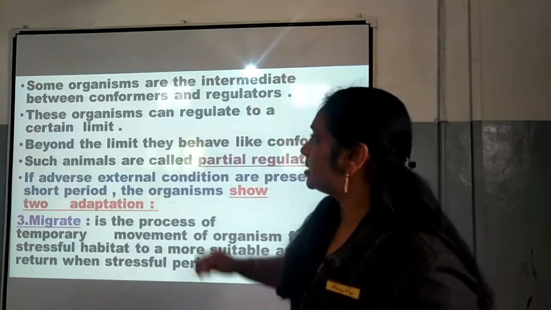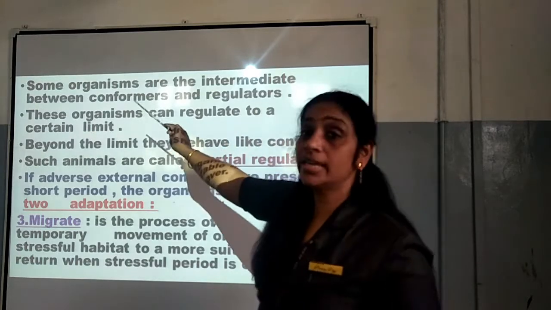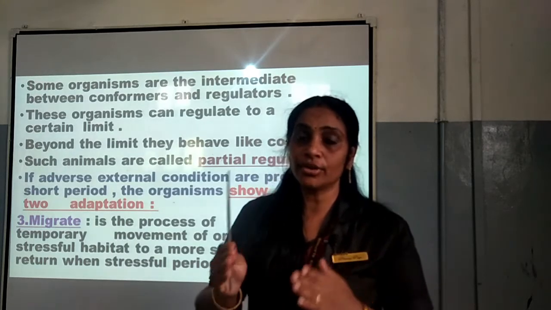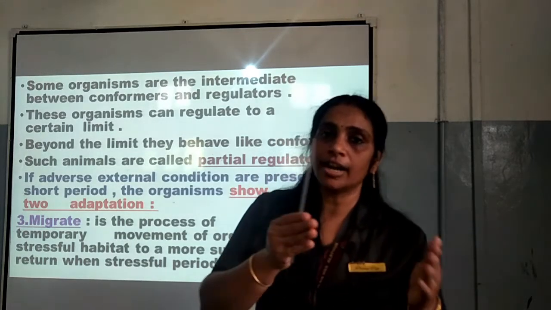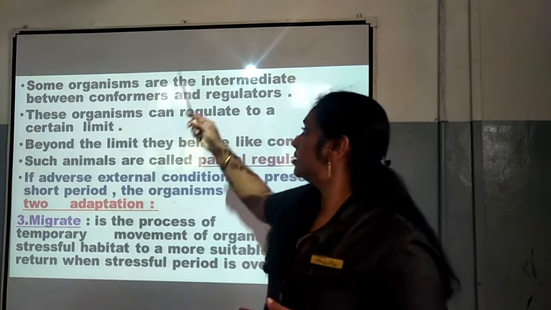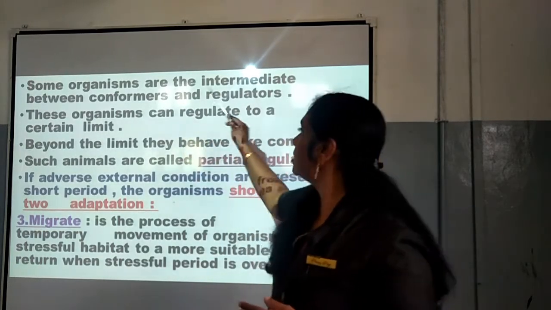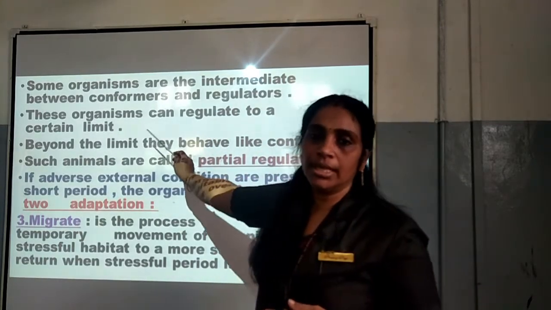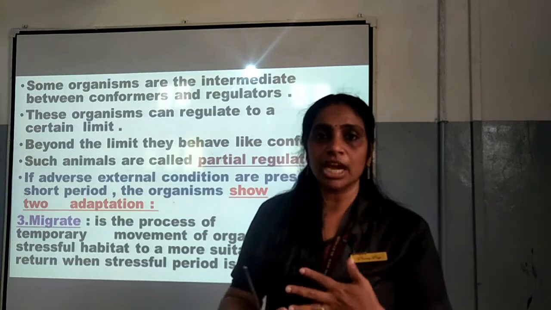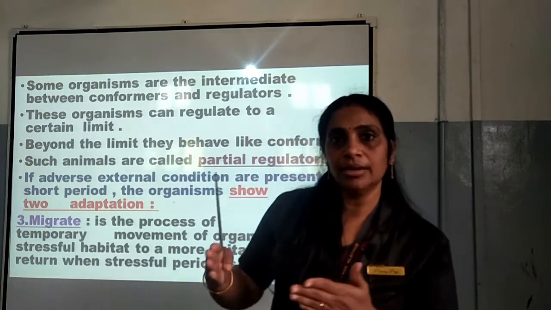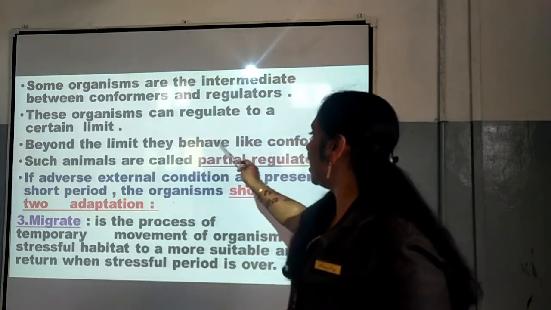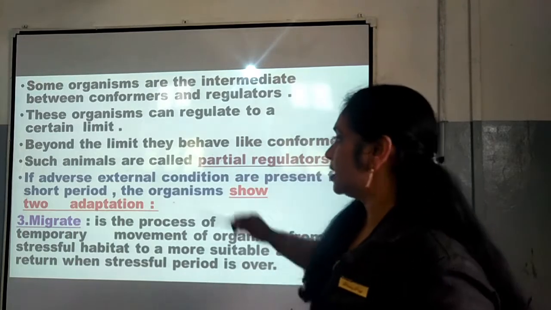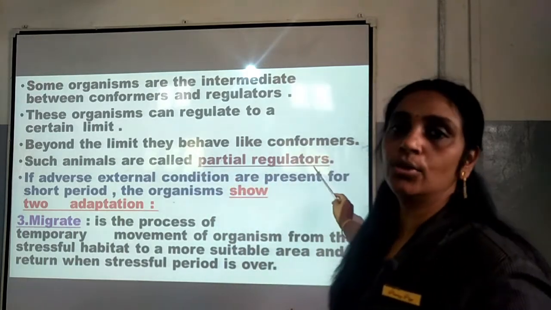Next, it has been said that some organisms are intermediate between conformers and regulators. As I showed you in the graph, these are the partial regulators. Partially they are conformers and partially they are regulators. These organisms can regulate to a certain limit. They are able to regulate their body activity according to the external environment up to a certain limit only. Beyond the limit, they behave like conformers. Such animals are called partial regulators.